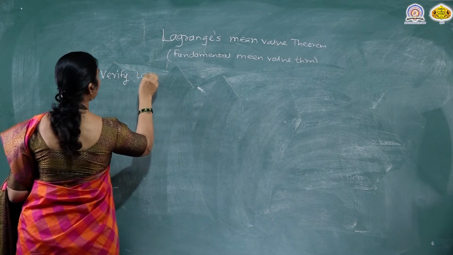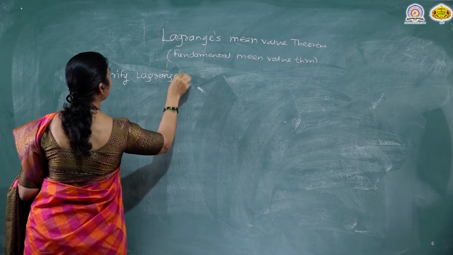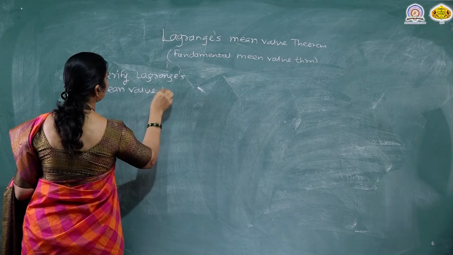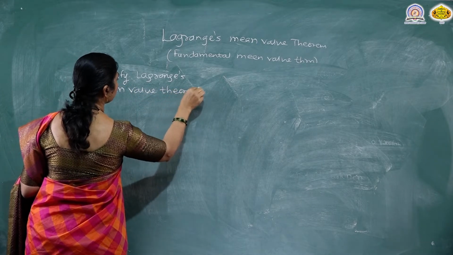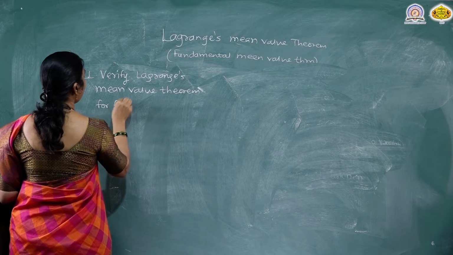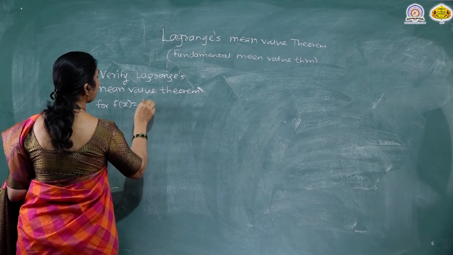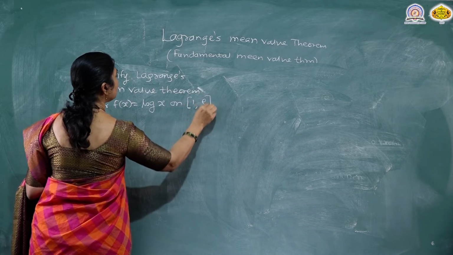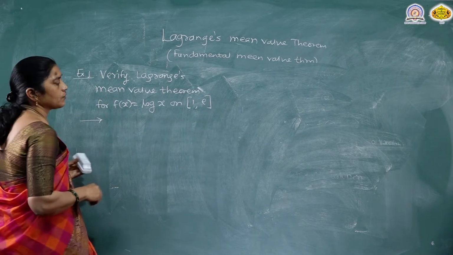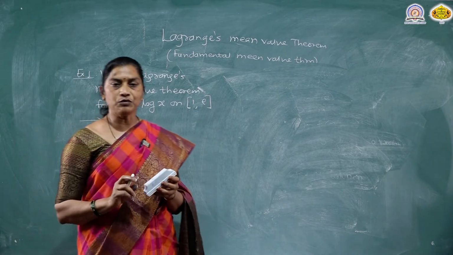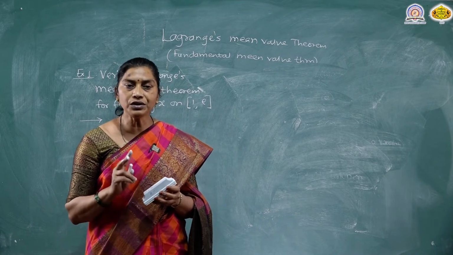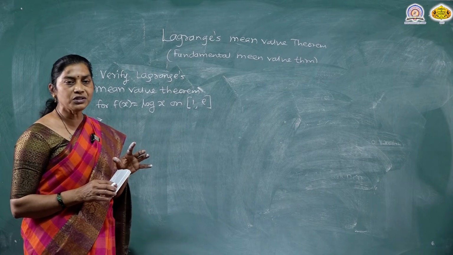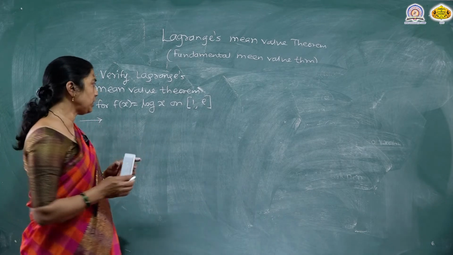Verify Lagrange's mean value theorem for f(x) is equal to log x on the interval [1, e]. We want to verify Lagrange's mean value theorem. We know what the two conditions of Lagrange's mean value theorem are: the function must be continuous on the closed interval and derivable on the open interval.